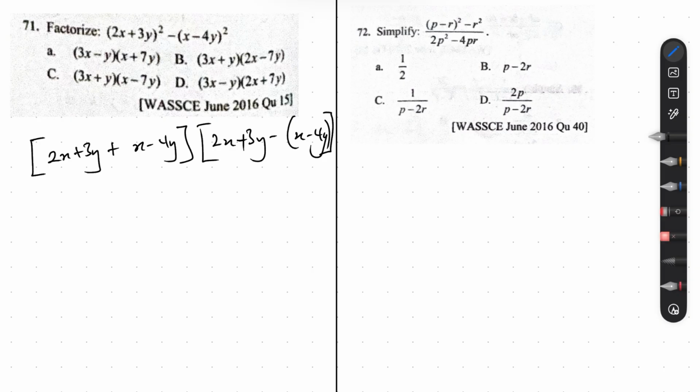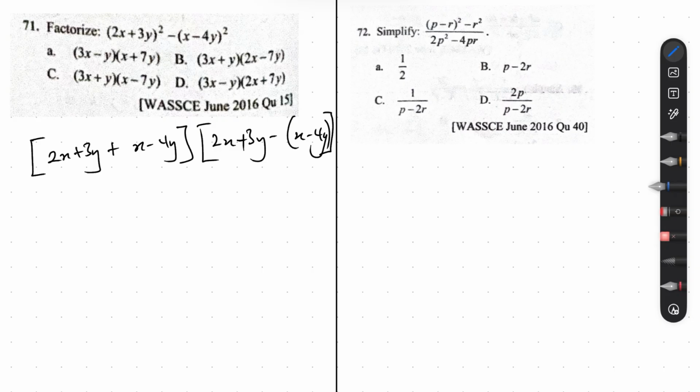Don't be surprised why I put this in a bracket, because this negative is going to affect everything. We can't just put x minus 4y. We have to account for the negative. Cool. So let's expand. So we have 2x plus 3y. Let's just simplify it once instead of rewriting the same thing.